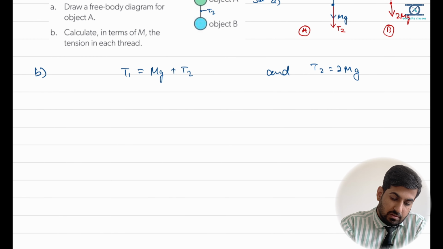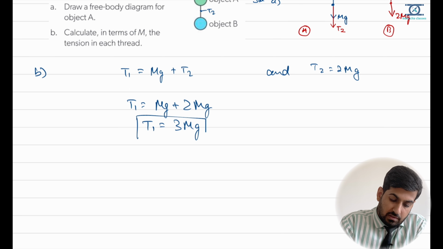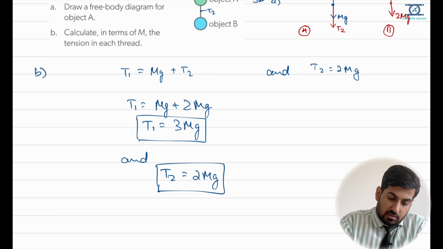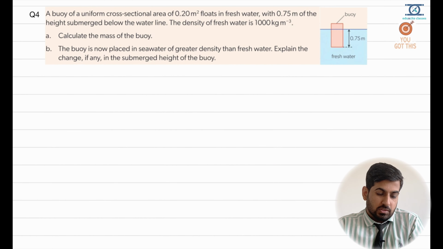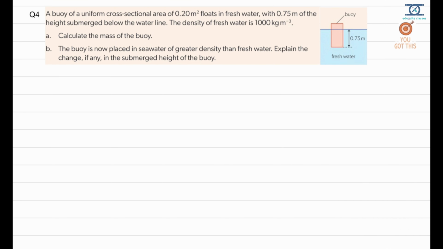So T1 is equals to mg plus 2mg. So T1 is equals to 3mg and T2 is equals to 2mg. I hope it is quite clear, easy one. Now pause the video for question number 4 and solve.